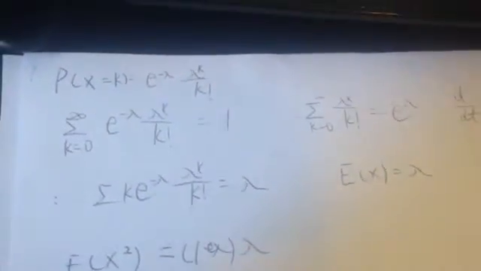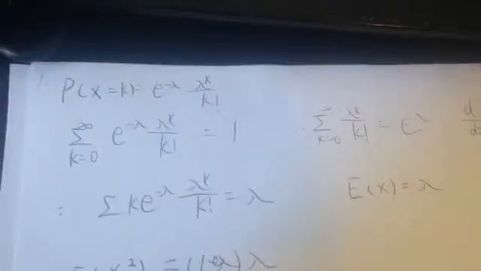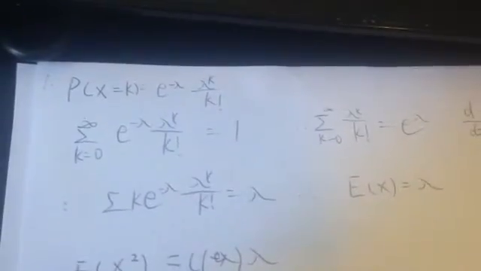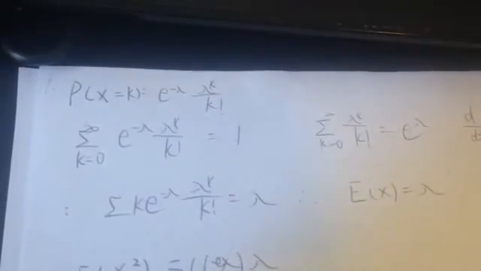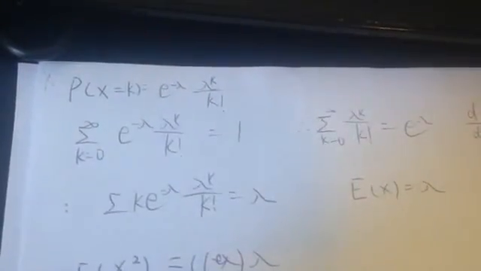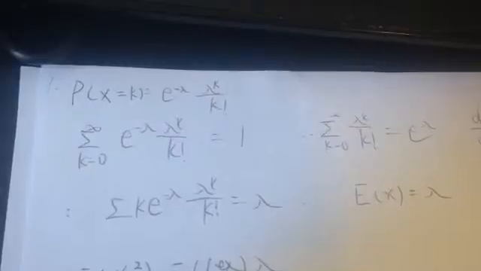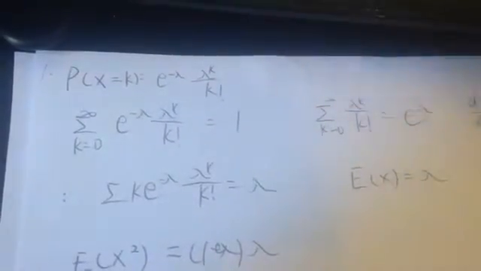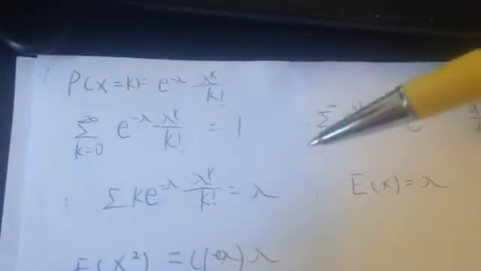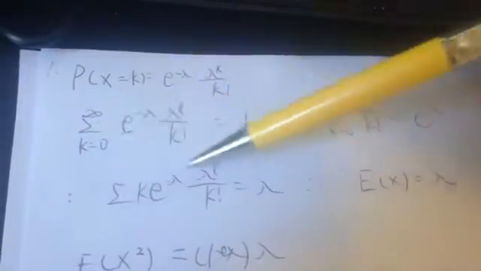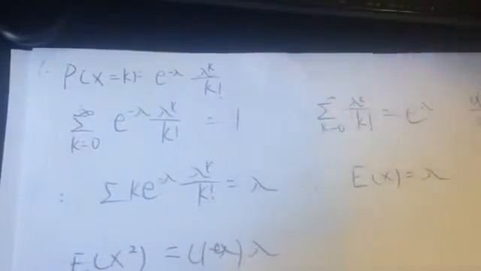Okay, so this is homework 10 problem 1. Because this is a Poisson process, the probability when X equals k is e to the minus lambda times lambda to the k over k factorial. So here, the sum of these probabilities should be 1.